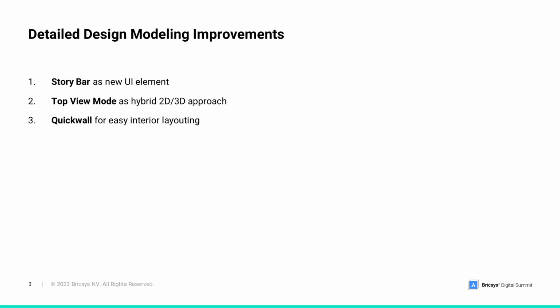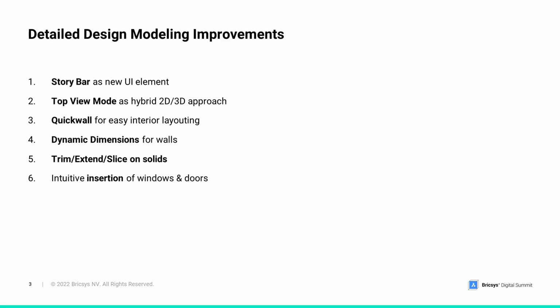Okay, so to recap this first chapter, BricsCAD BIM V23 introduces the story bar, an interface element that highlights the different stories in your building. It gives you access to top view mode, which is a hybrid floor plan-like view of your 3D model. It allows for intuitive modeling with walls by means of the quick wall tool, dynamic dimensions, and trim, extend, slice commands, and allows you to insert windows and doors more easily.